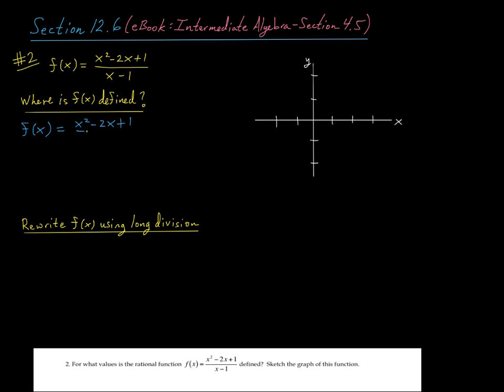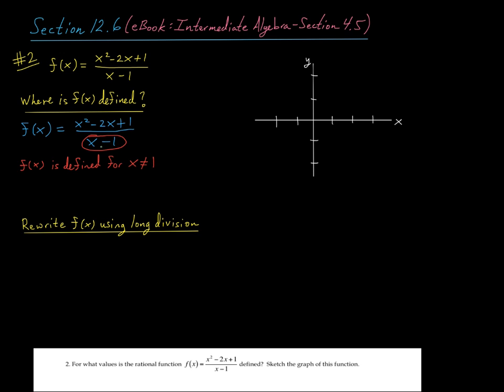Okay, so here's our function. And so I'm saying, well, what values of x will make this quantity, x minus 1, equal to 0? And, well, x equals 1 is going to be the problem here. So we could say that f of x is defined for x not equal to 1.